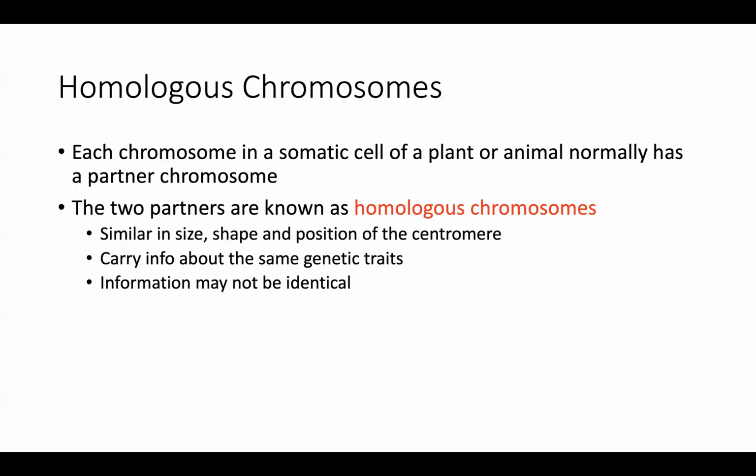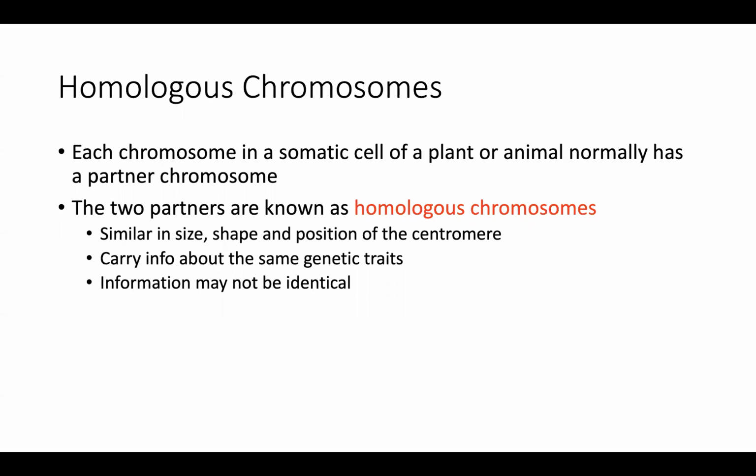Okay, so homologous chromosomes. We talked about chromosomes. We know that our genes are dispersed across 23 pairs of chromosomes, so our chromosomes exist in pairs. These two partners, if you will, are known as homologous chromosomes. These pairs are typically similar in size, shape, and position of their centromere. I showed you some pictures earlier of what the structure of the chromosome looks like, with two sister chromatids connected by the centromere in the middle.